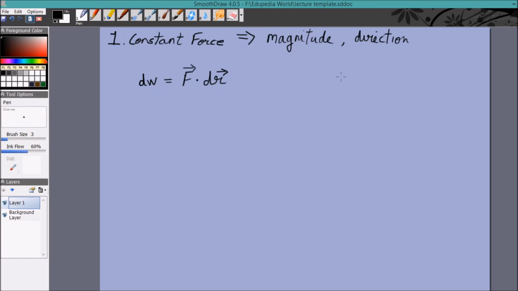Now this is a small amount of work done. Let's say an object goes from point A to point B. Right, it might go through a random path, and if we divide it into many small intervals, between any two intervals the displacement is dr. And let's say there is a constant force acting in this direction. So from this point to this point we take the vector dr, which is the displacement, the position vector of this point minus the position vector of this point. We've seen that stuff in vectors already.